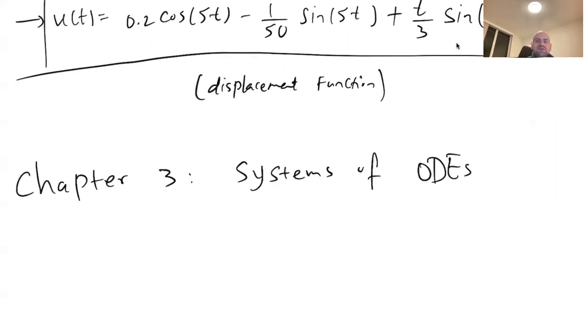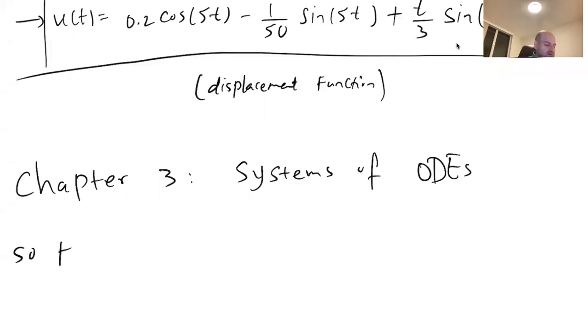So far we were dealing with one independent variable, which we called X or T, and then also one dependent variable, which we call Y or X, and one equation that relates derivatives of Y with Y itself and with X, and the goal was to find the function Y. This is the case that we've been dealing with so far.